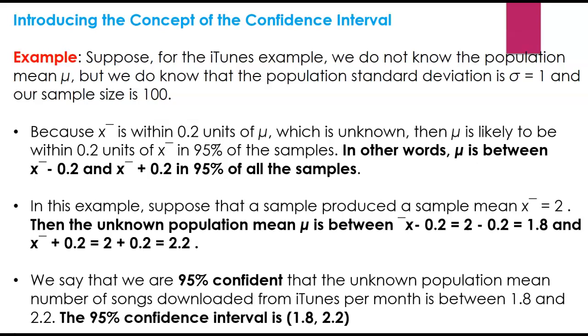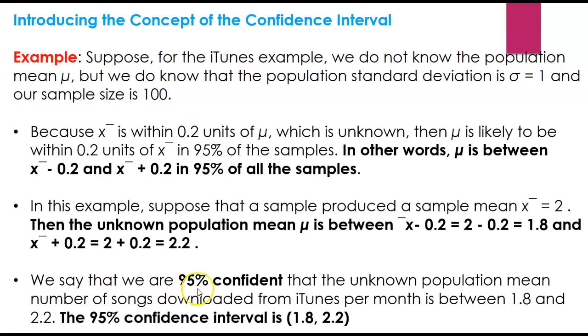Statistics Week 8, Part 2. We just introduced the concept of a confidence interval with the example supposing that for a previous iTunes example, we don't know the population mean mu, but we do know that the population standard deviation is sigma equals 1, and we've taken a sample size of 100 and gathered some data.